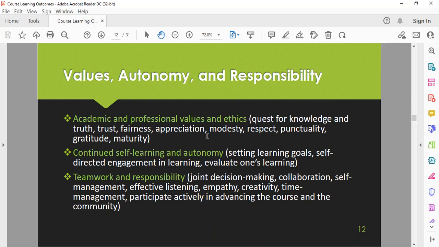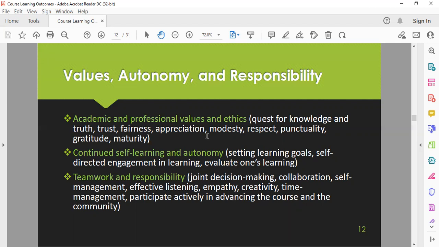Help our students to gain the trust of what they read, the trust of their teachers, the trust of the knowledge they learn, to be fair, to appreciate others, teachers, the knowledge they get, to be modest, to be respectful, to be punctual, to have a sense of gratitude, maturity also when they discuss. So these are values. So this is the first one.